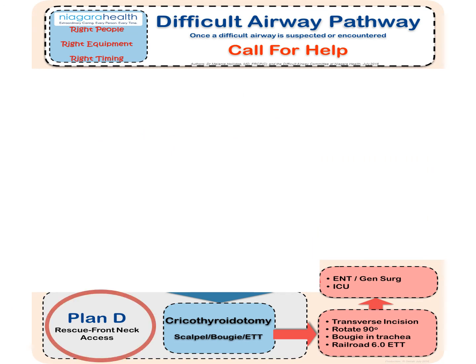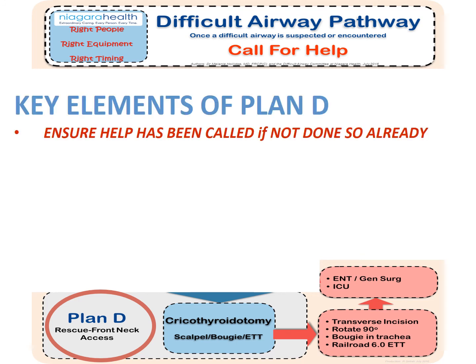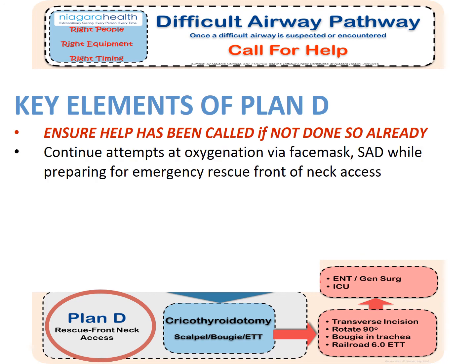So Plan D focuses on rescue front of neck access, and we're going to be advocating a specific type of cricothyrotomy using a scalpel bougie endotracheal tube. This is something that will be discussed in Module 4. But the key element of Plan D is that if you have not already called for help, this is a point in time where you absolutely need to do so.